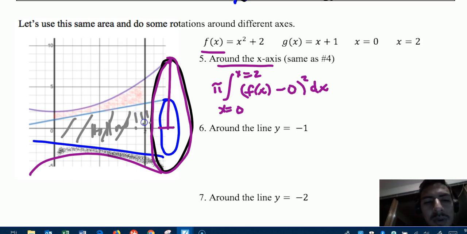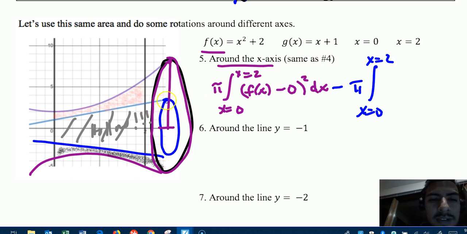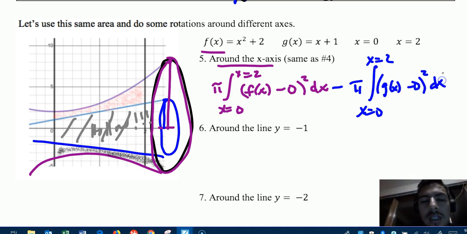So because that part is hollow, we have to subtract off the accumulating area from that part. The way we're going to do that is we're going to subtract off a pi because we're doing the area of a circle. Same limits of integration. And now what we're going to subtract off, this was g of x, and top to bottom, the function to the axis is going to be g of x minus 0 squared dx. And that's it.